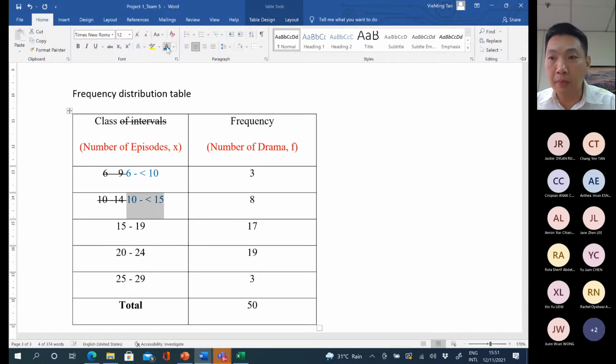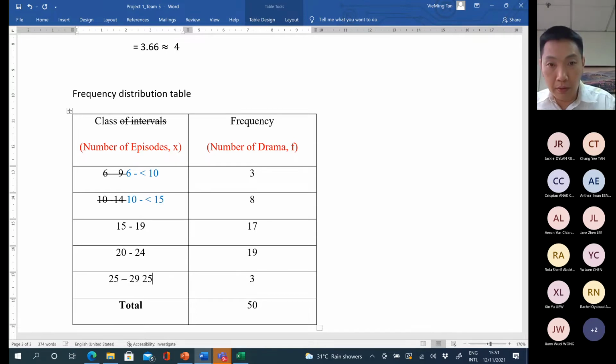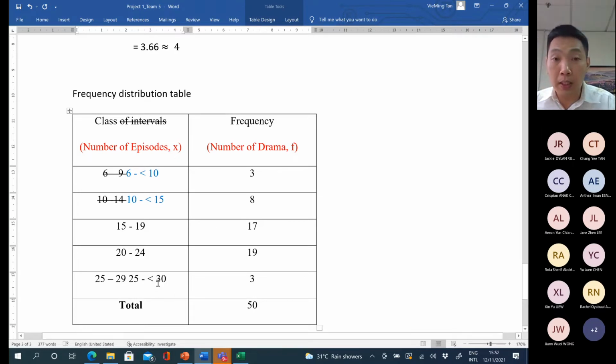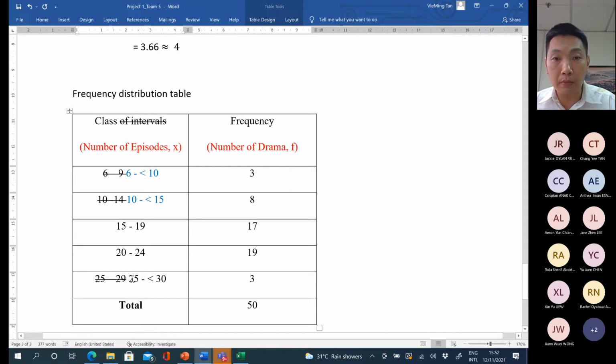So continue the same process for others as well. The last class should be from 25 to less than 30. Less than 30 means 30 is not included. It's only included until 29.99999. So this one delete. For your project 2, please make sure that you use the boundary classes again.